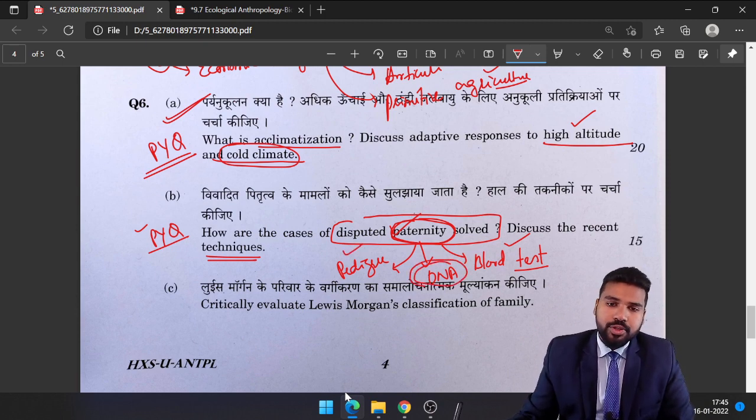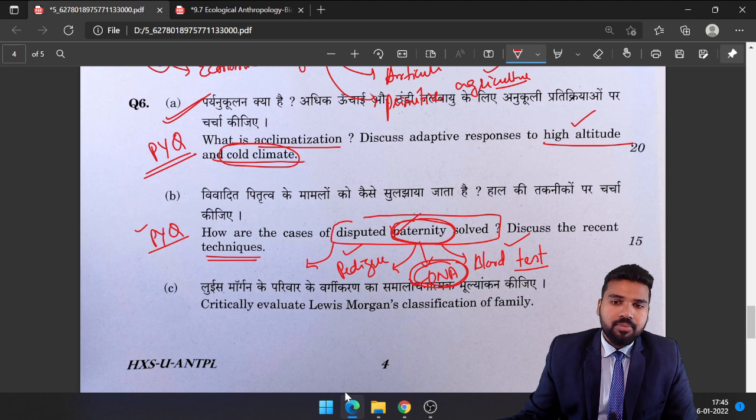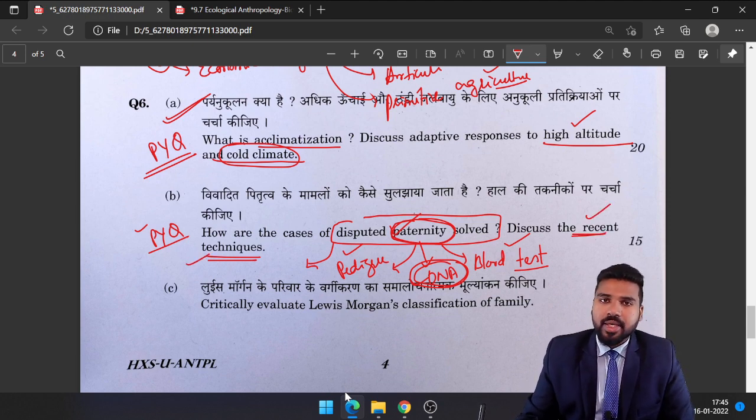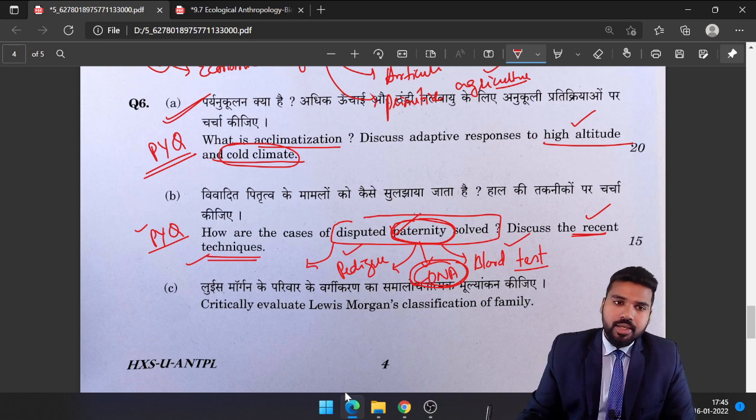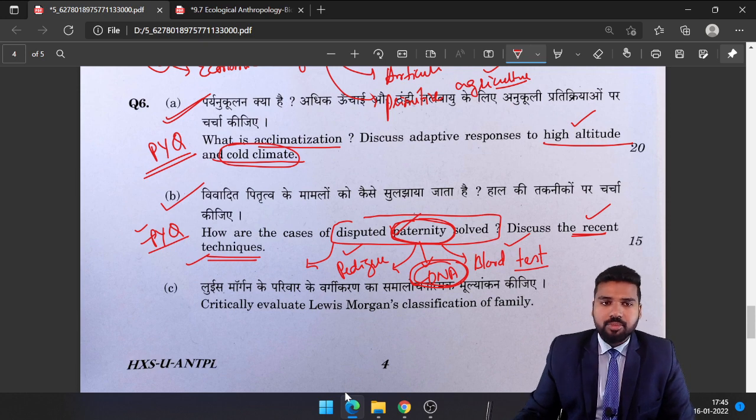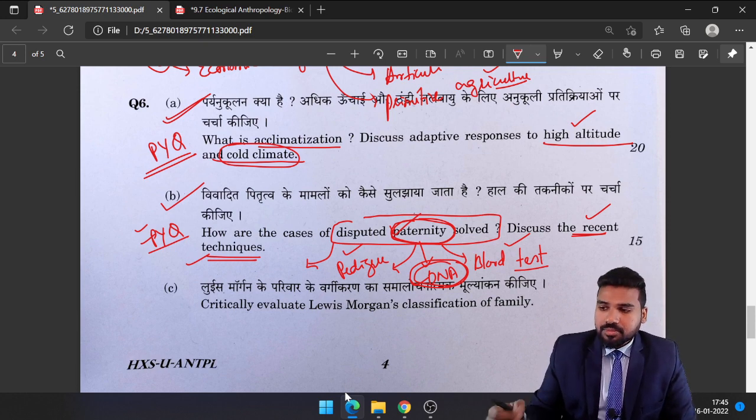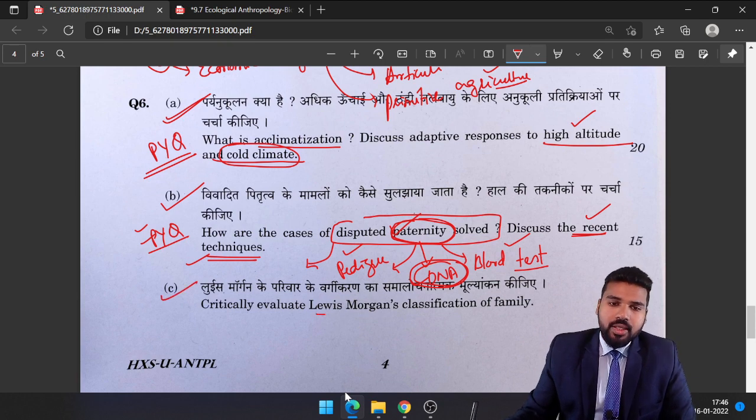But if you want to know for sure, we go with the DNA test. Apart from this, you have immunological tests and various serum proteins. We can test them. So from there also we can get some clarity related to paternity. ठीक है, तो इसके लिए recent जो techniques develop हुए हैं उनके बारे में discuss करना है. Pretty straightforward question. So again you can depend upon your previous year questions. So this is an easily answerable question. Then coming to part 3, यहाँ पर देख लीजिए, critically evaluate Lewis Morgan's classification of family.